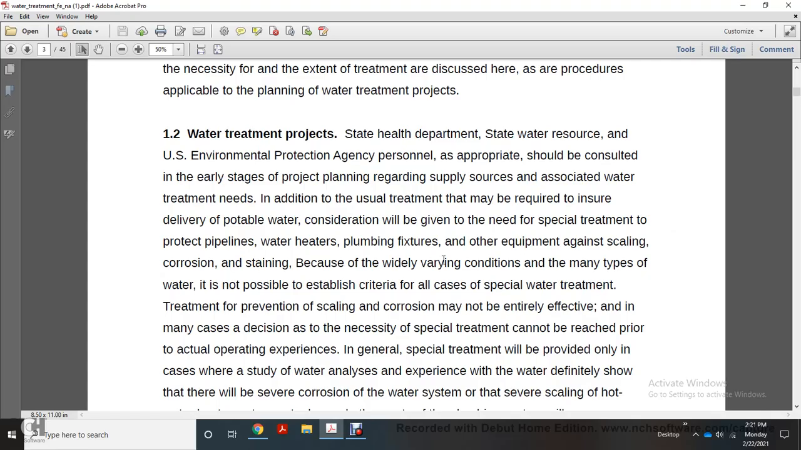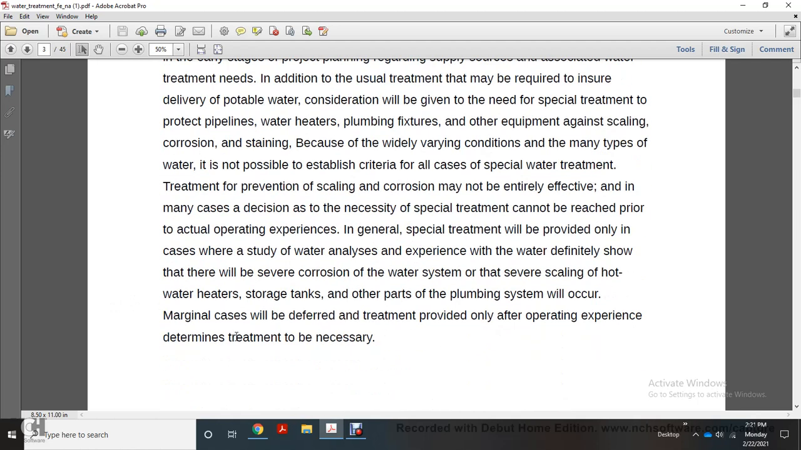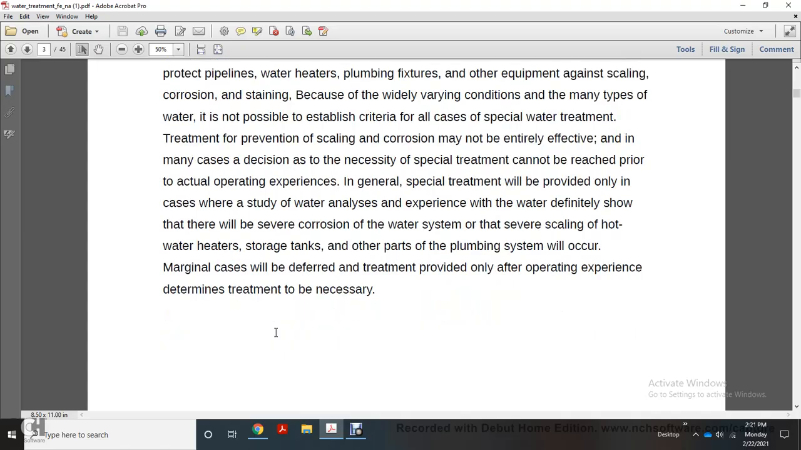corrosion, and staining. Because of the widely varying conditions of the many types of water, it is not possible to establish criteria for all cases for special water treatment. Treatment for the prevention of scaling and corrosion may not be entirely effective. A decision on the necessity for special treatment cannot be reached prior to actual operating experience, but special treatment will be provided only when water analyses and experience with the water definitely show that there will be severe corrosion of the water system and/or severe scaling of hot water heaters, storage tanks, and other parts of the plumbing system. Marginal cases will have treatment deferred, provided only after operating experience determines treatment to be necessary.